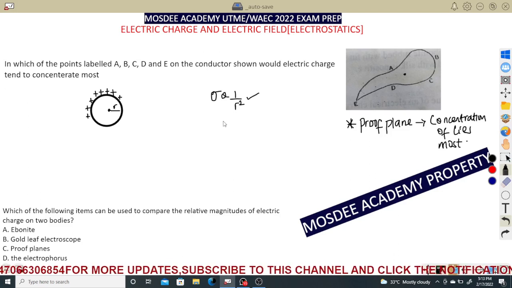But for you, you don't need to know this one for now, because we might be looking at what charge density is. It is just the ratio of charge per unit area.